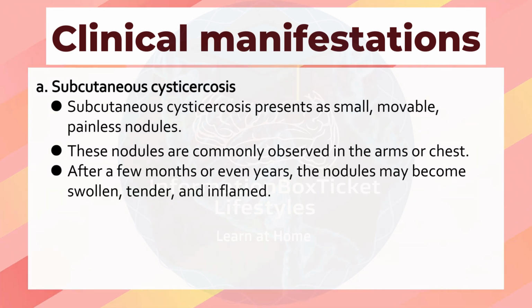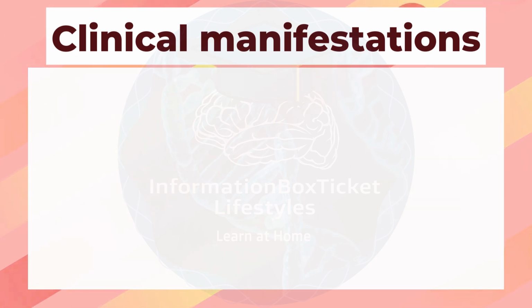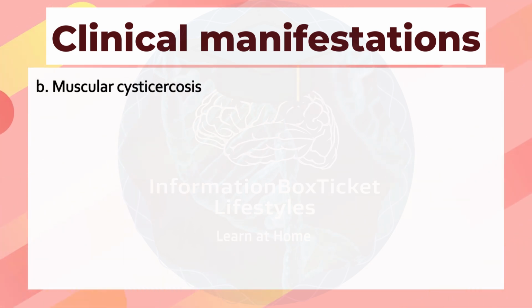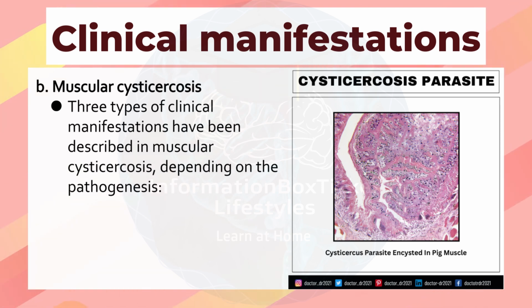After a few months or even years, the nodules may become swollen, tender, and inflamed. Eventually, the nodules gradually disappear. B. Muscular cysticercosis. Muscular cysticercosis appears as dot-shaped or ellipsoidal calcifications. Three types of clinical manifestations have been described in muscular cysticercosis, depending on the pathogenesis.